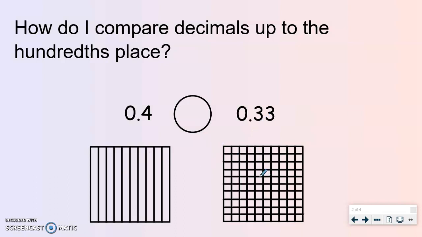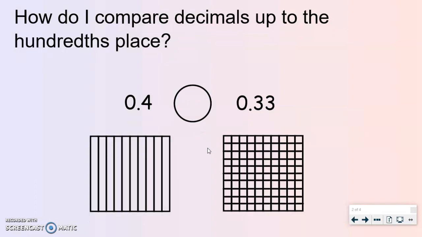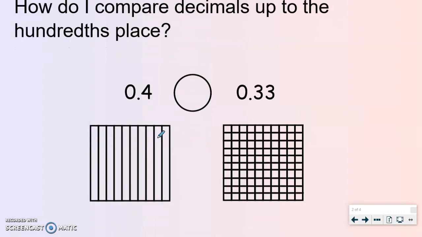And I have models here that I'm going to shade in to help us visualize these numbers. So you might be looking at just the numbers and thinking, well, 4 is less than 33, but remember, these are decimals, not whole numbers. So we do need to look at them a little bit differently. So I'm going to shade in these models here so we can visualize. So this is 4/10. So I would shade in 4 of these columns. So 1, 2, 3, 4.